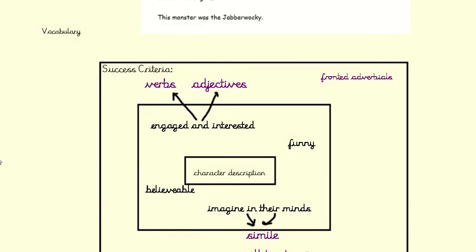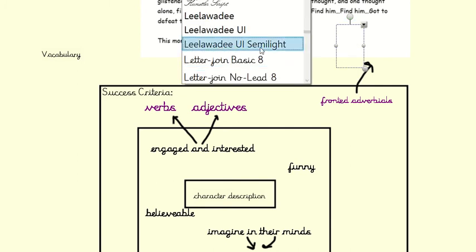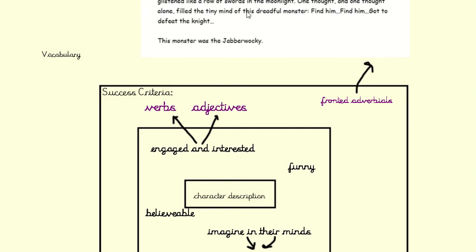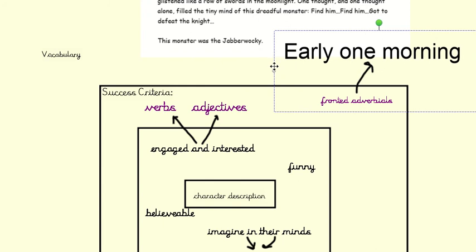I could add a fronted adverbial. These were my challenge, so they were going to require a little bit of thinking. I could go onto Google and Google fronted adverbial list or word mat to help me. But I know fronted adverbials can tell me the time of day. Therefore, I'm going to start to think about the time of day that I could use in my story. I could say early one morning. I could use as the sun set.